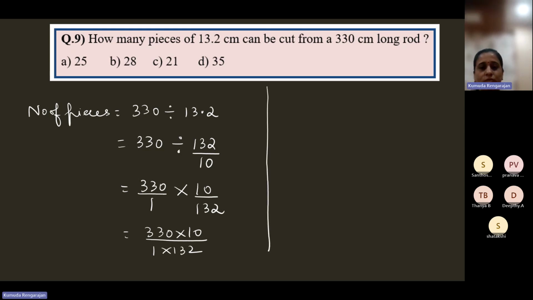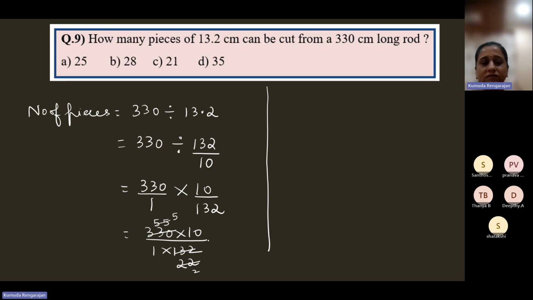Now take a number from the numerator, a number from the denominator, and simplify using a common factor. So I think both of them are divisible by 6. Okay, so 6. 6 twos are 12. You can divide by 2, then by 3, and so on. So 6 twos are 12, 1 remains, 6 twos are 12. 6 fives are 30, 3 remains, 6 fives are 30. So it's again divisible by 11. 11 twos are 22, 11 fives are 55.